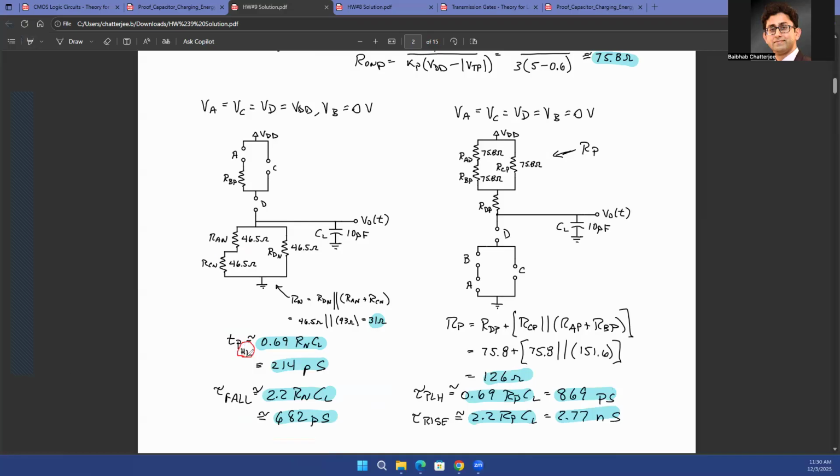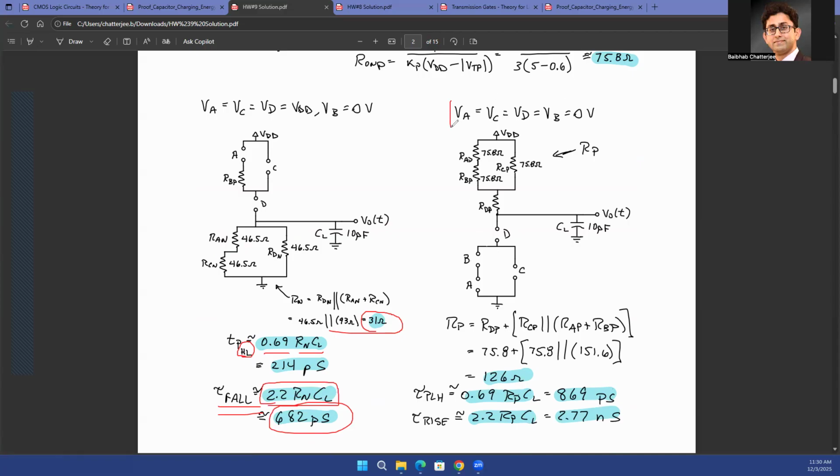Why are you interested in high to low? Because you want to discharge your output from a high value to a low value through the pull down network. If you talk about low to high, you have to talk about the pull up network, because the pull up network pulls up the output and the pull down network pulls down the output. So TP high to low is equal to 0.69 times R times C, and you can calculate that by putting the resistance as 31 ohms and the capacitance as 10 picofarad. Similarly, you can find the fall time, which is 2.2 times RC, and that will be 682 picosecond.